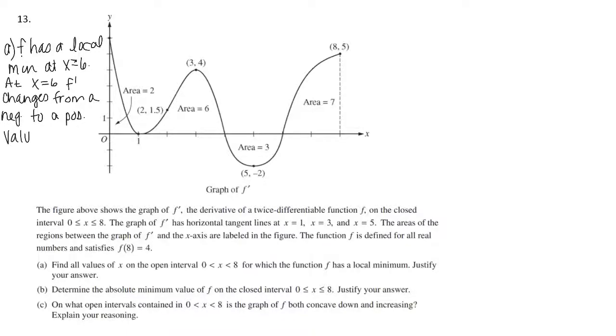And that should be enough. We found the point and we stated why we know that. All right, let's move on to part B. And part B means that you need to find the absolute minimum. So to find your absolute minimum, you do need to set up a chart.